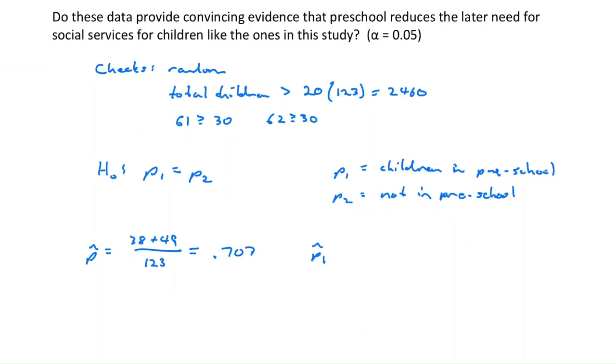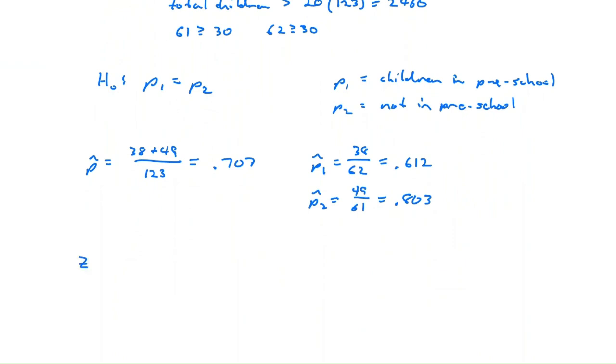P1 hat is 38 out of the 62 who were in preschool needed social services. And P2 hat is the 49 out of 61 who were not in preschool, but also needed social services later in life. Okay. All right, so Z is 0.61. I think it should be a 3, not a 2. My apologies. Back at P1 hat, that should be a 0.613.